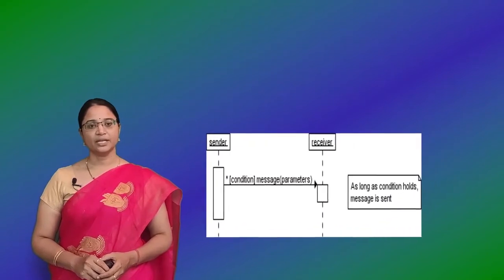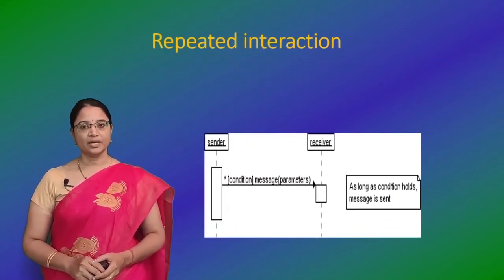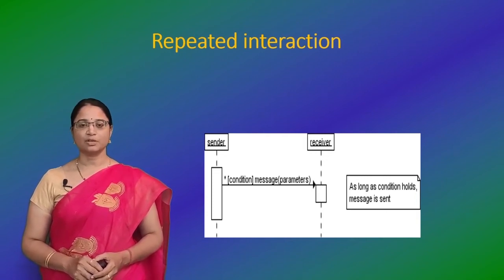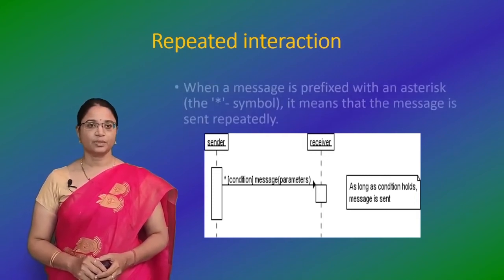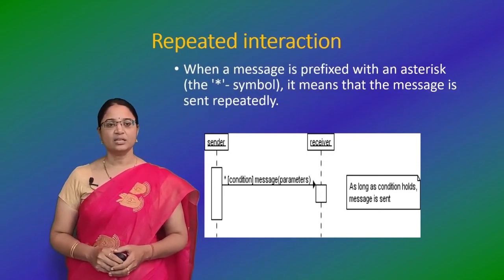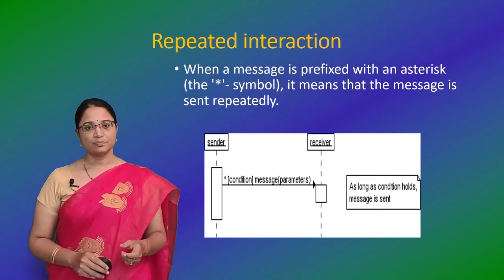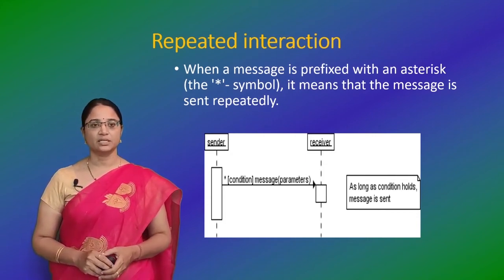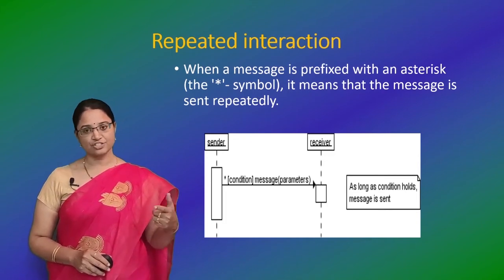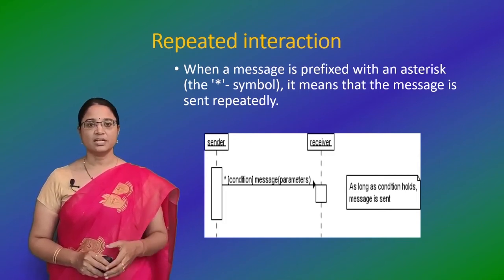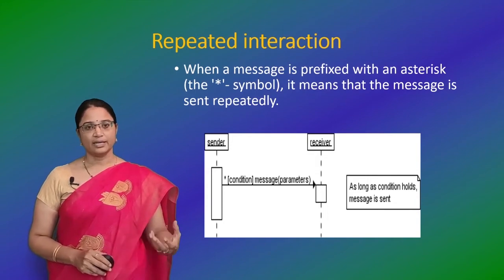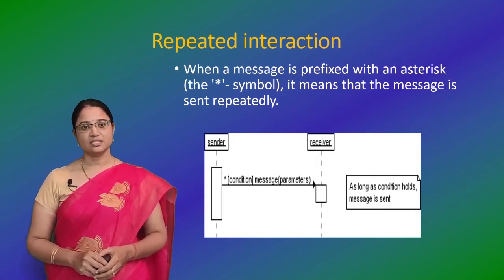Next, coming to the repeated interactions. Repeated interactions mean whatever we do by using do-while and for loops, the same thing we can do by using this repeated interaction. When a message is prefixed with an asterisk, which is a star symbol used to represent multiplicity, the message can be sent repeatedly. A guard indicates the condition that determines whether or not the message should be sent again. As long as the condition holds, the message is repeated.